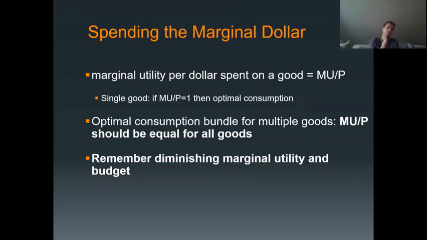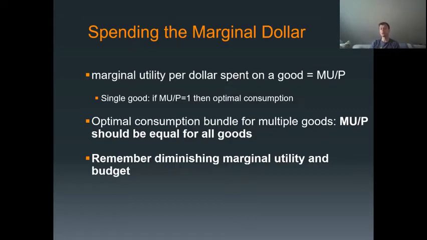If you only have one good that you're purchasing, and it's within your budget, your marginal utility per dollar has to be equal to 1. So MU divided by P has to be equal to 1. They have to be equal to each other, which makes sense when we go back to our marginal analysis that we already talked about. Your marginal utility is your marginal benefit. Your marginal cost is the price you're paying for the good. When they are equal, that is your optimal consumption when you're consuming one good.